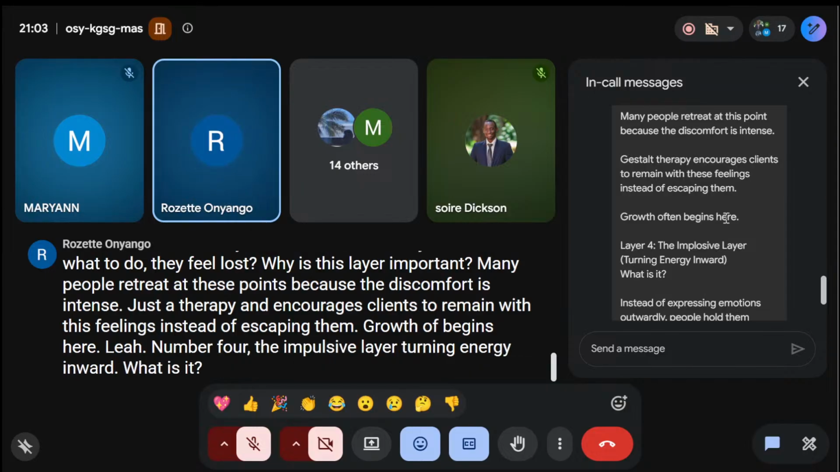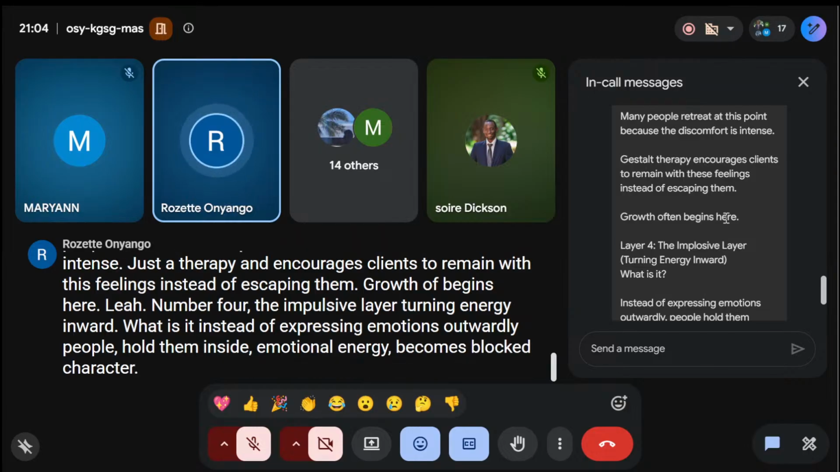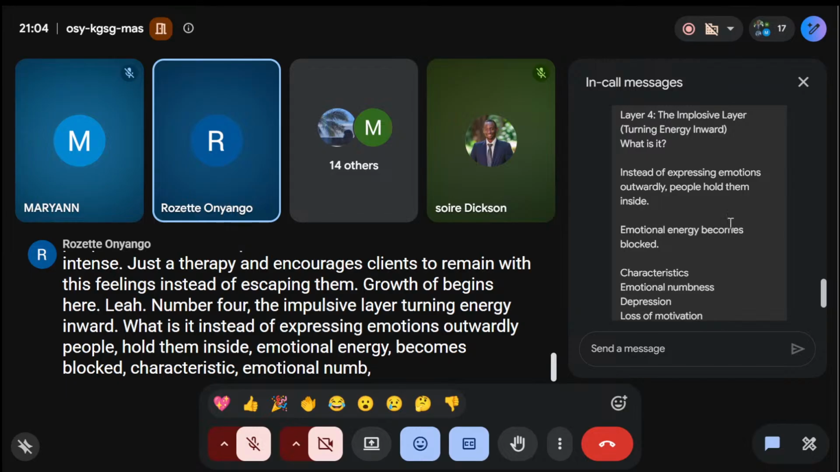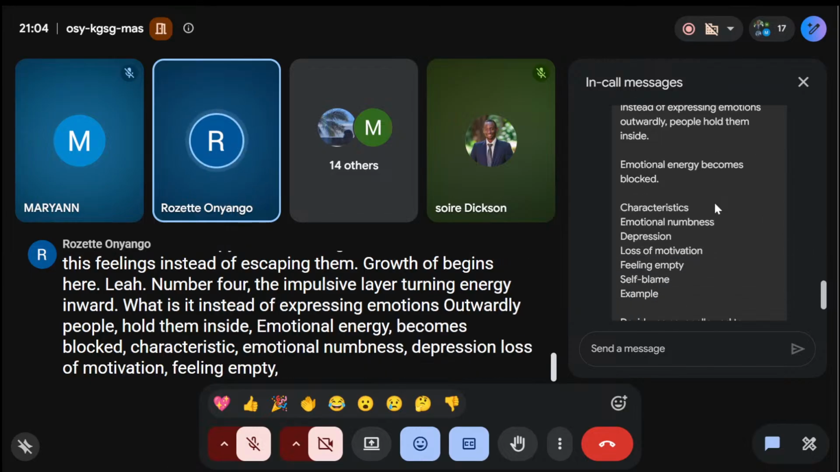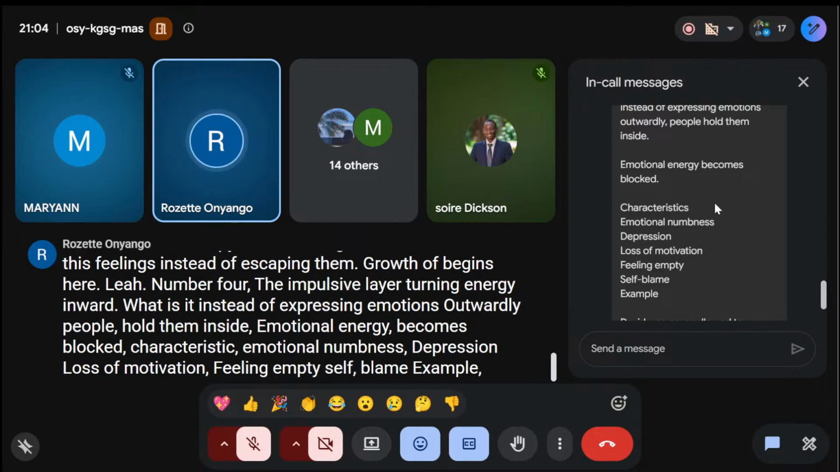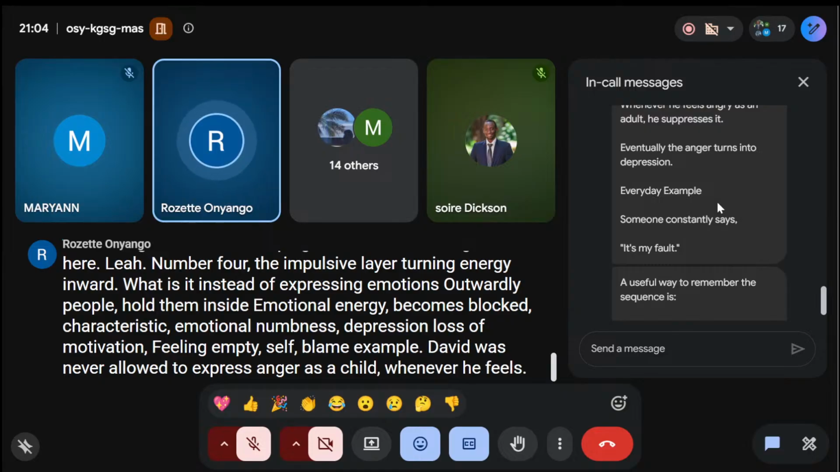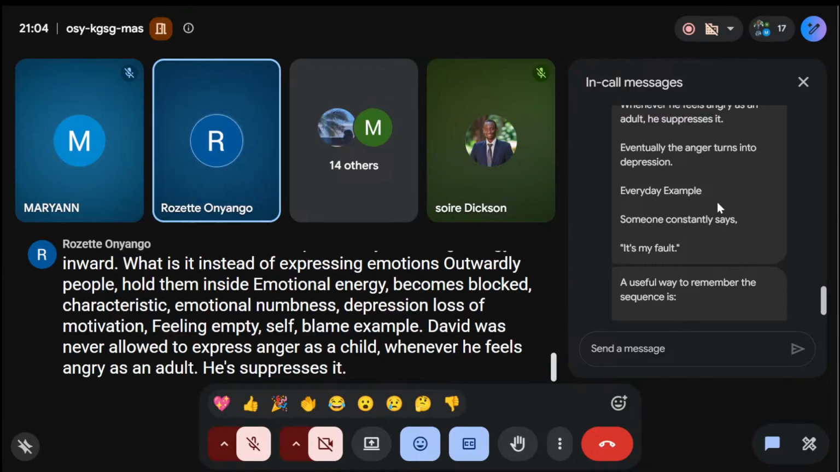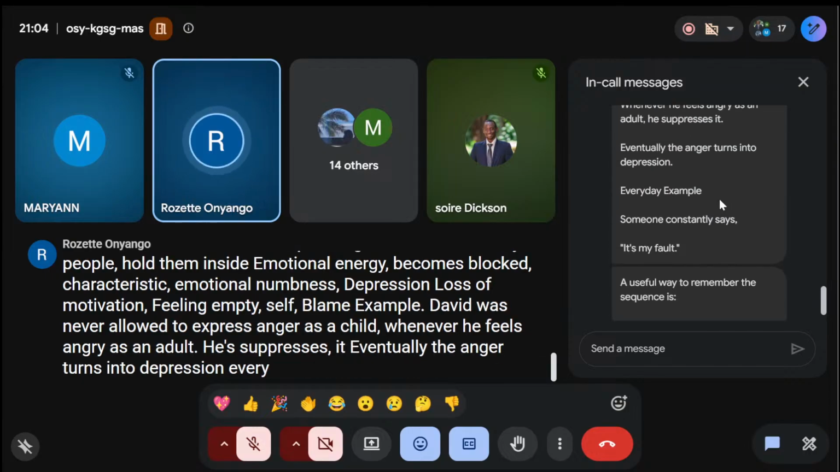What is it? Instead of expressing emotions outwardly, people hold them inside. Emotional energy becomes blocked. Characteristics: emotional numbness, depression, loss of motivation, feeling empty, self blame. Example: David was never allowed to express anger as a child. Whenever he feels angry as an adult, he suppresses it. Eventually, the anger turns into depression. Everyday example: someone constantly says, "It's my fault."